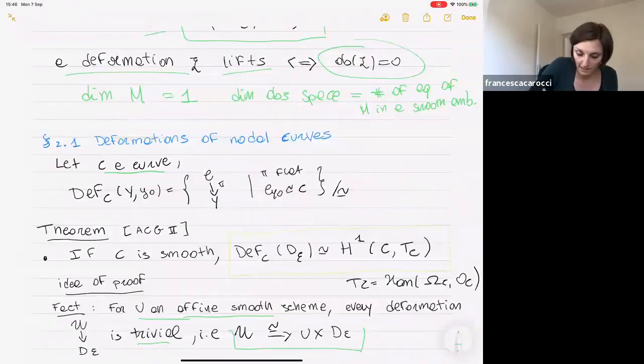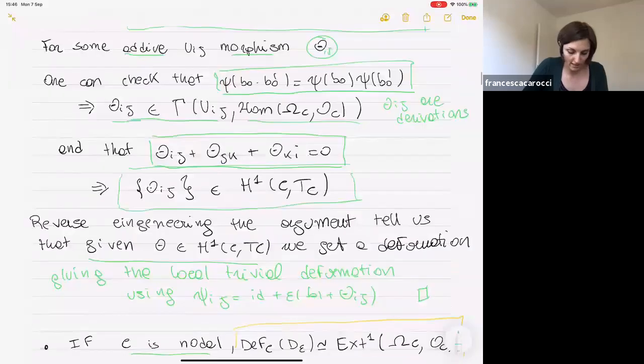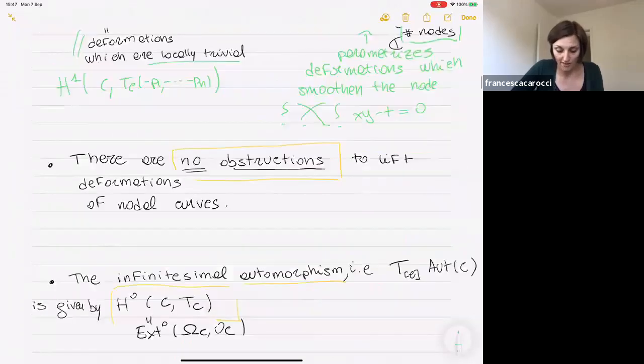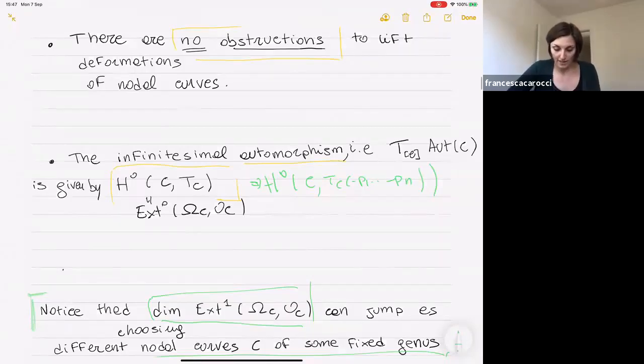Before I go ahead, let me quickly say that this is for the deformation of curves without markings. Instead, if we add markings, so we have C, but we can also move around the points P1 through Pn, then this is parameterized by T_C twisted by minus P1 minus Pn. Also in the singular case, this only affects this component, and is H1 of T_C minus P1 minus Pn. And the presence of markings also affects the automorphisms, so this becomes the H0 of T_C shifted by the markings.